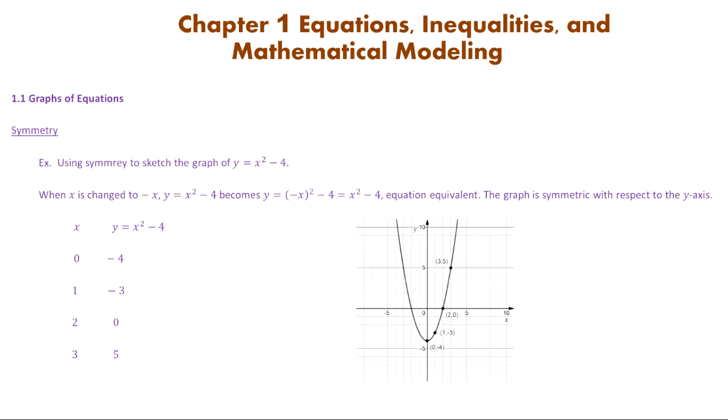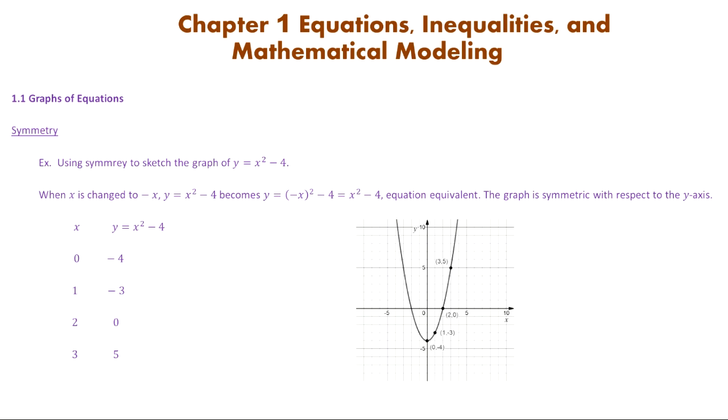All right. Next, let's just use symmetry to sketch the graph of an equation or function y equals x squared minus 4. So we have to test the symmetry first. Let's see if the graph has symmetry with respect to the y-axis. What we do is change x to negative x and see if the equation holds.